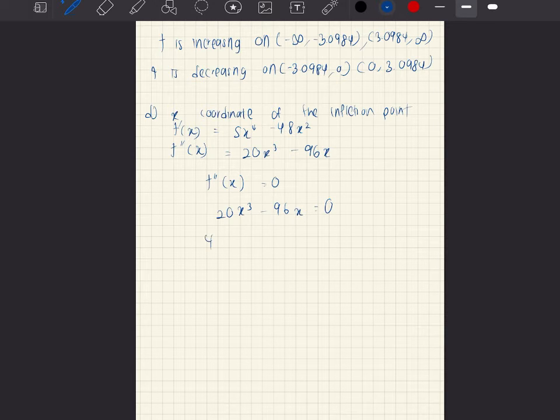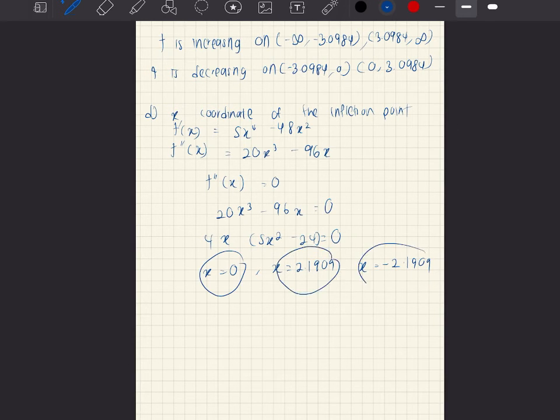So if we factorize, we get x(5x^2 minus 24) equal to 0. So x equal to 0, x equal to 2.1909, x equal to negative 2.1909. To make it easier for us to do the graph, we find the y values also. So we plug these three values into the first equation, which is f(x) equal to x^5 minus 16x^3.